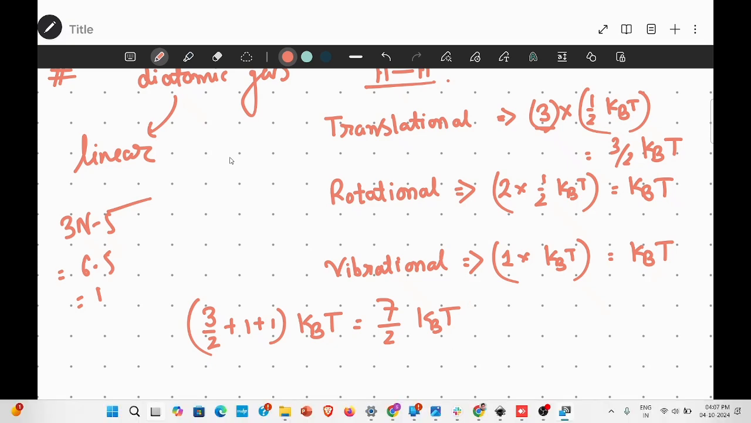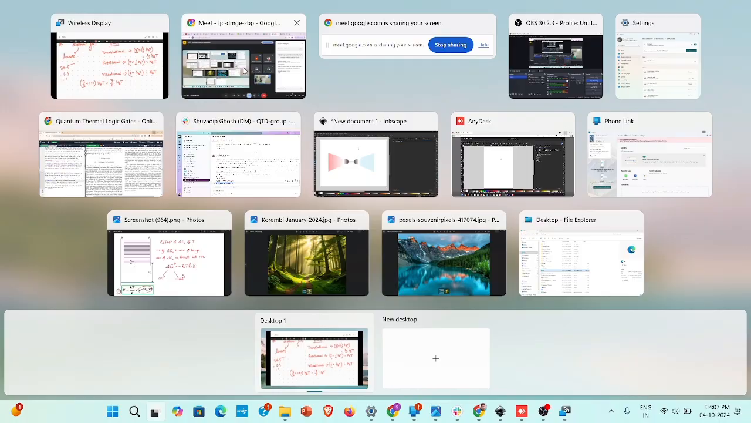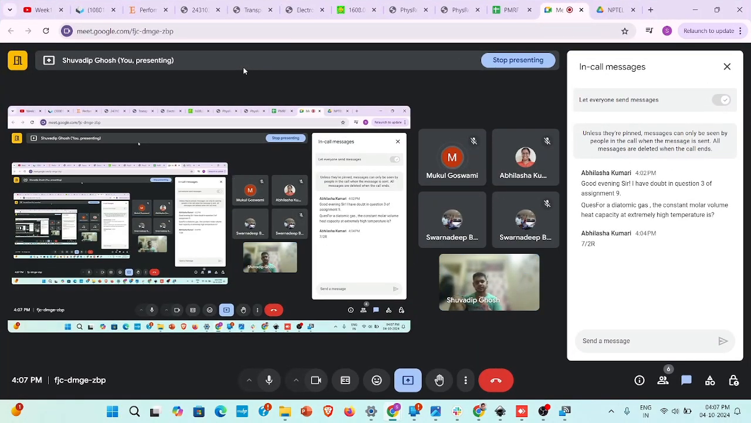Okay. What about the dissociation? No, you can't consider the dissociation. If the dissociation is occurring, then obviously you have to consider a monoatomic gas. When you are considering a particular gas and calculating any heat capacity, Cv or anything else, you can't consider any chemical reaction or any physical dissociation. While calculating this, you have to fix that it is a diatomic molecule.